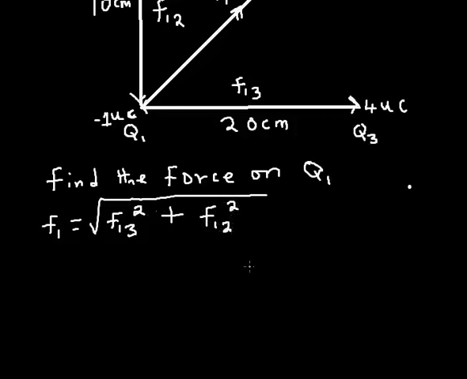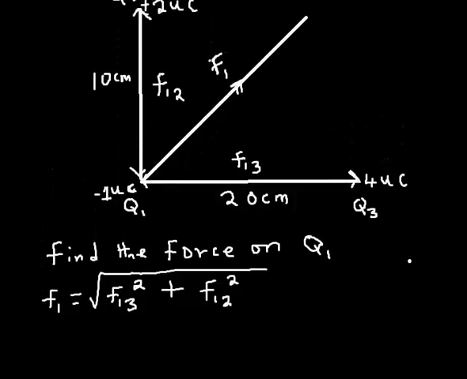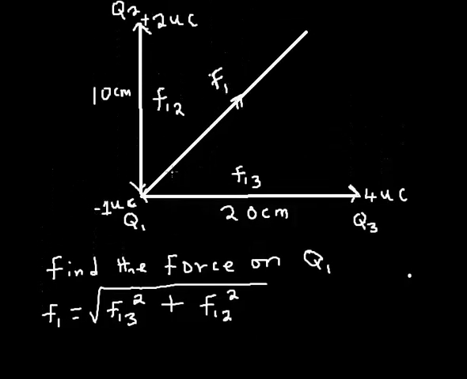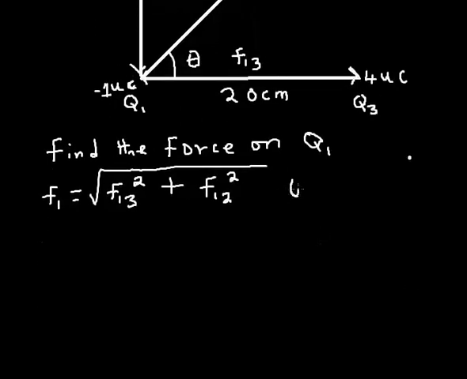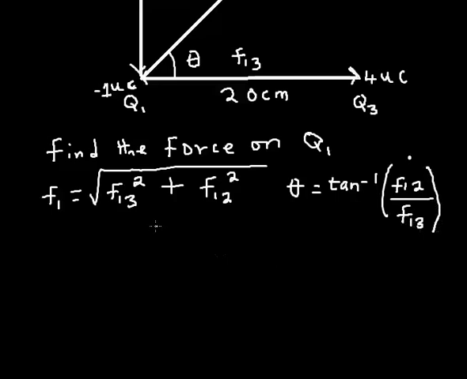Okay, and you know very well that the resultant has a direction theta, which you know how we get. For us to get that direction of the resultant with the horizontal, we're going to evaluate the tan inverse of the vertical force, which is F12, divided by the horizontal force F13. So let's get to this.